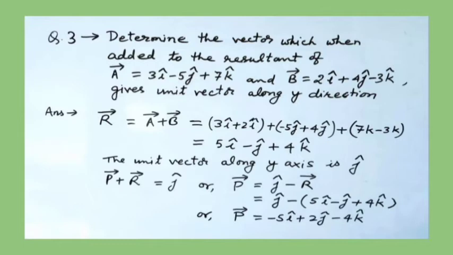The unit vector along y-axis is j. Therefore, the required vector P can be expressed as P plus R is equal to j, or P is equal to j minus R. And finally, P comes out equal to minus 5i plus 2j minus 4k. So, when vector P is added to the sum of A and B, the unit vector j is obtained.